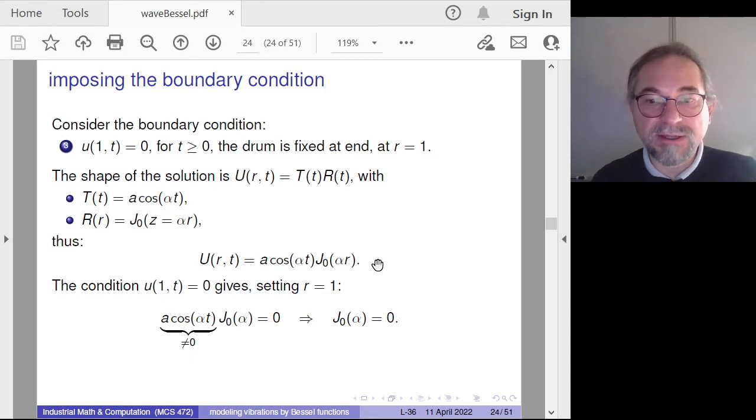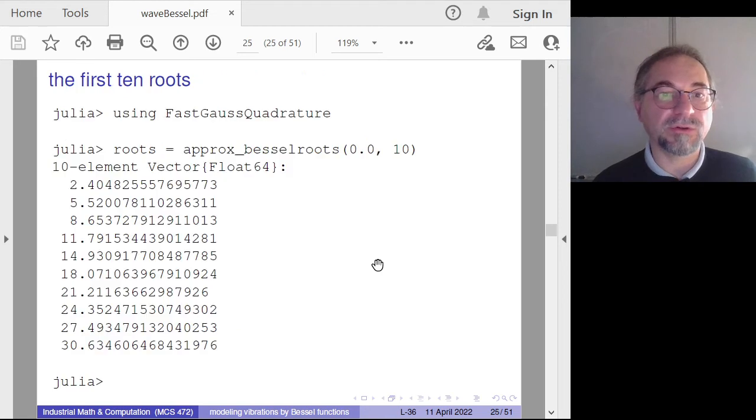Great. Okay, we are half an hour in, and we have essentially almost solved this problem. It looks very abstract with the Bessel functions, but note that getting the roots of the Bessel function is actually very straightforward. At least if you use this fast Gauss quadrature, and if you're using Julia, computing the first 10 roots for J naught is just one instruction. You see that these values actually also are growing.